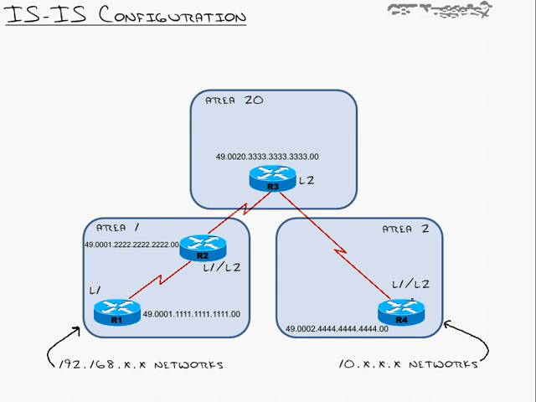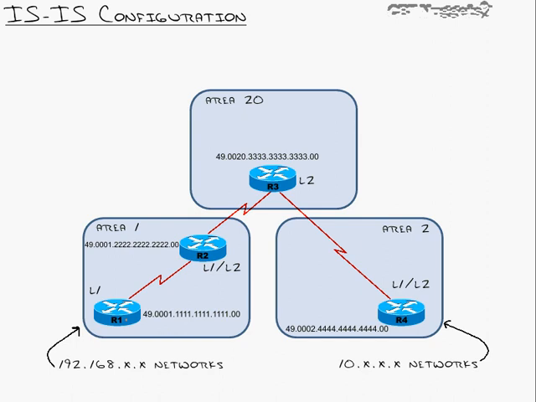Now, in Area 1, I have 192.168.x.x networks, most of those hosted by Router 1. Area 2 has some 10 networks, most of those hosted by Router 4. So we'll be injecting those into the routing table. Show you a little basic summarization as well, because we don't want those reaching the backbone unsummarized.